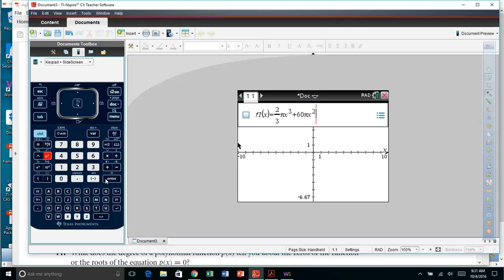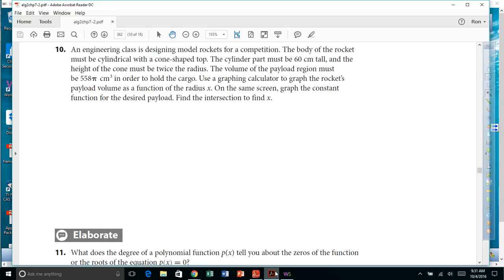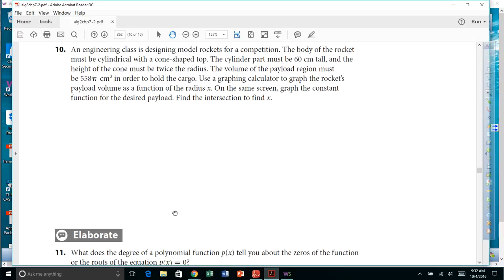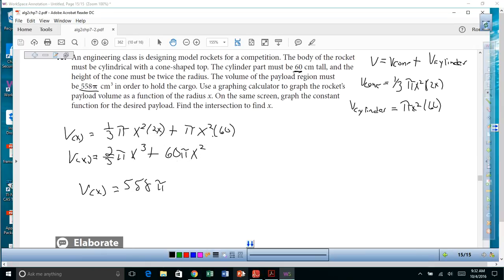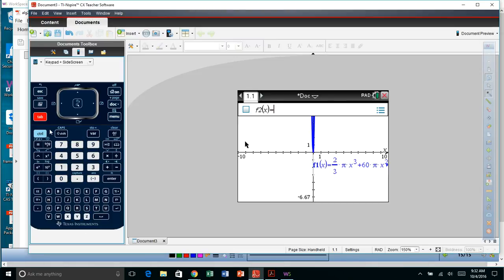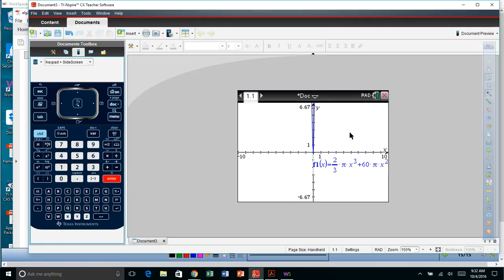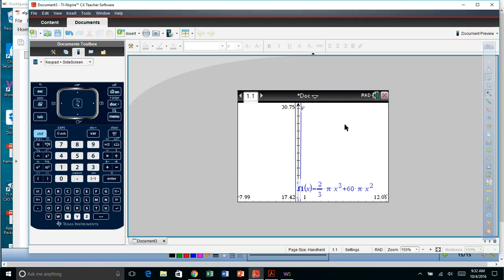And let's graph that. Wow. Okay. And then we also want to graph the second equation, and I believe that was 558 pi. Good. Now that's going to be way up here somewhere, right?